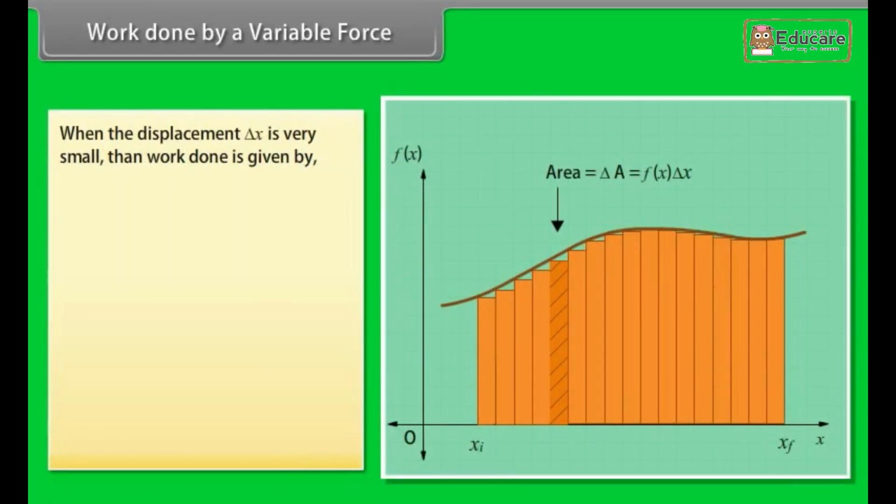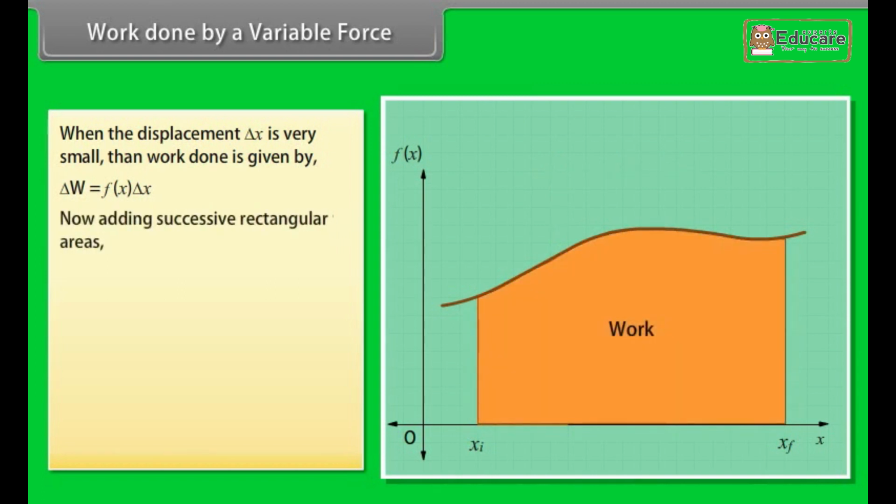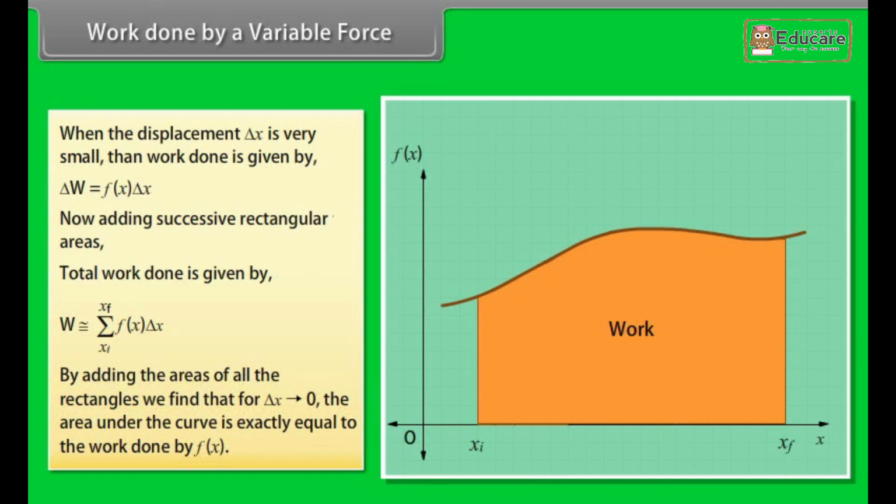Work done by a variable force. When the displacement delta x is very small, then work done is given by delta W is equal to Fx delta x. Now, adding successive rectangular areas, total work done is given by W is approximately equal to the summation from initial position xi to final position xf of the product of Fx and delta x. By adding the areas of all the rectangles, we find that for delta x tends to 0, the area under the curve is exactly equal to the work done by Fx.